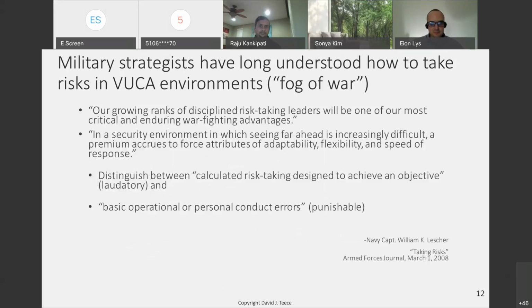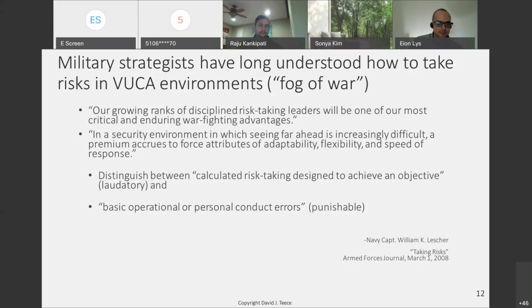So, as I said before, the military strategists, of course, get to these issues way before us academics because they live in the real world and we don't. And so I've actually got some quotes up here that come from military strategists. In fact, it's this from Navy Captain William Lesher on taking risks.